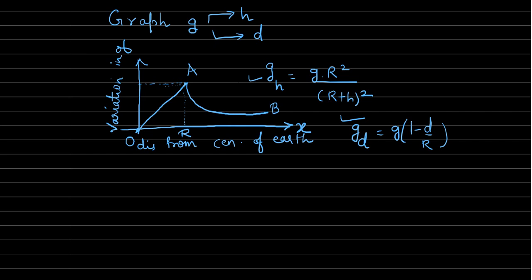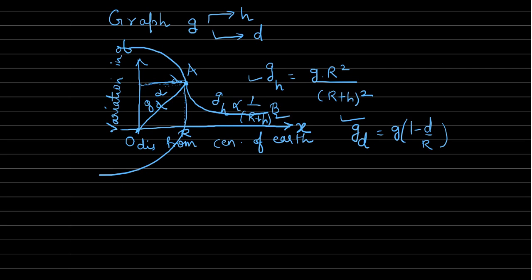So over here, gd is directly proportional to minus of d, because we are going towards the center of the earth, and over here we are going away from the surface of the earth. So gh is inversely proportional to (R plus h) whole square. So this is the graph. At the surface of the earth, at this point, we are getting the maximum value of acceleration due to gravity, and we can draw this for this type of earth. This can be the earth. At the surface of the earth we are getting the maximum value of acceleration due to gravity.